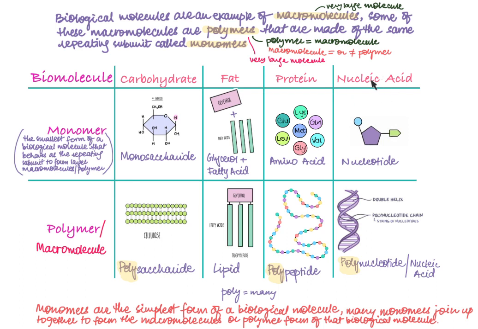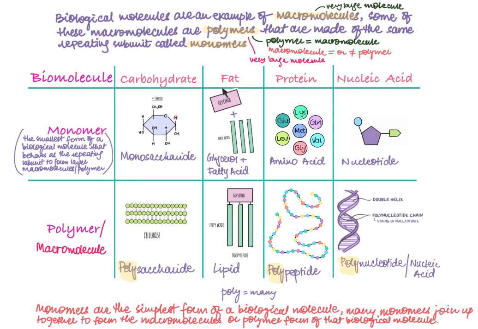For nucleic acids, nucleotides are the monomers, and many nucleotides join together and form the nucleic acids, or polynucleotides. In proteins, amino acids are the monomer, and many different amino acids join up together to form a single molecule of polypeptide, which is the polymer of proteins.